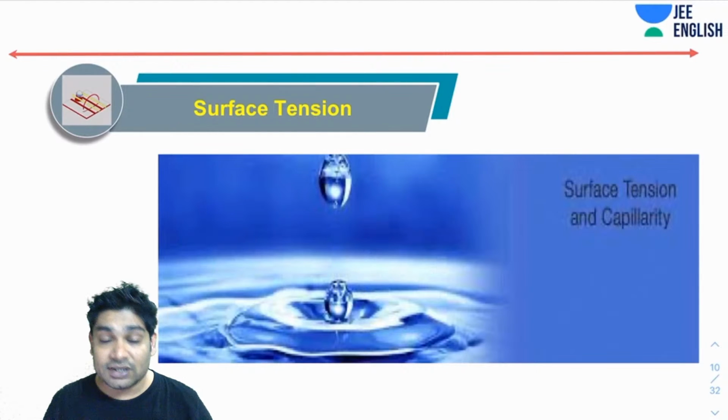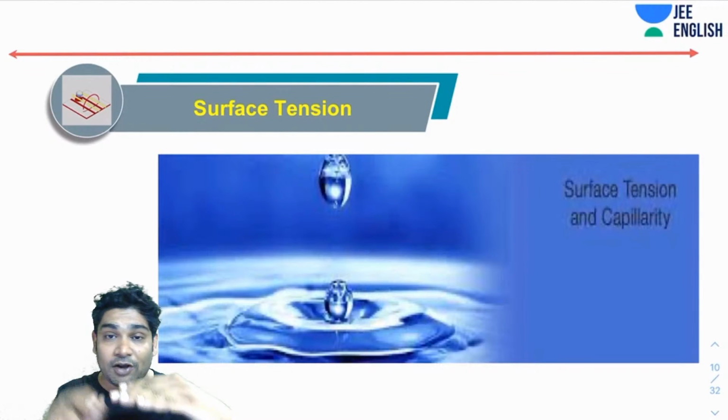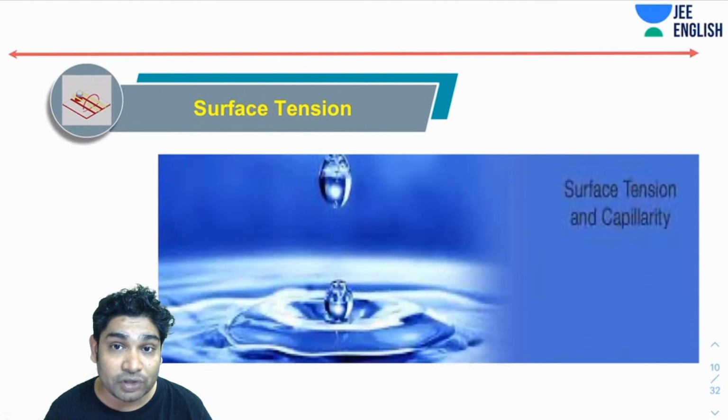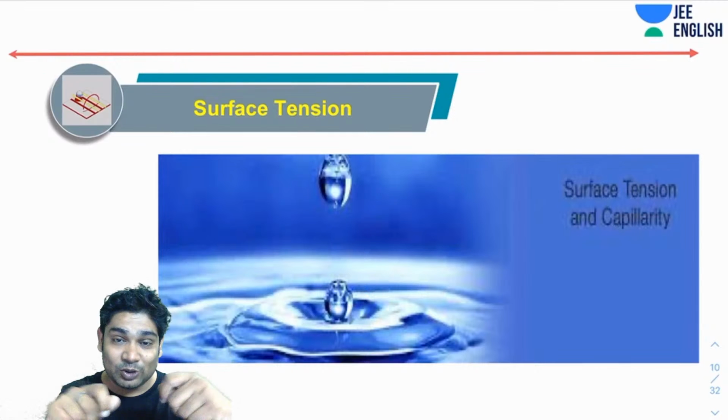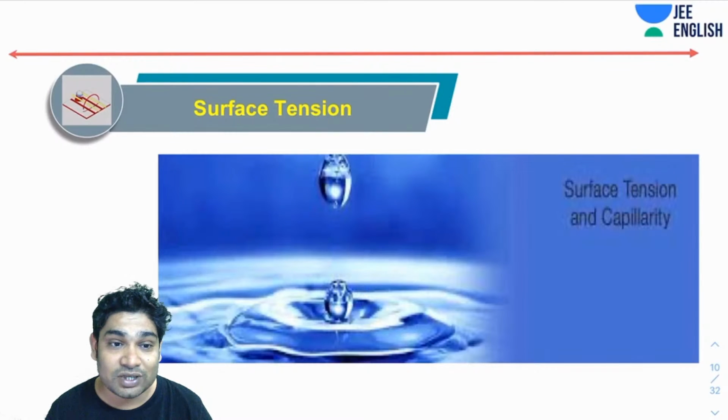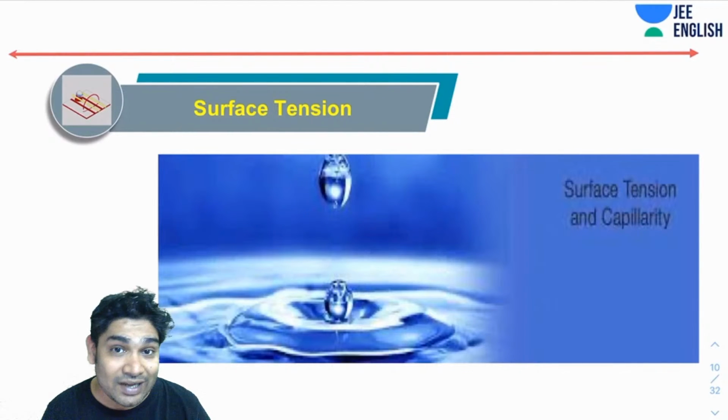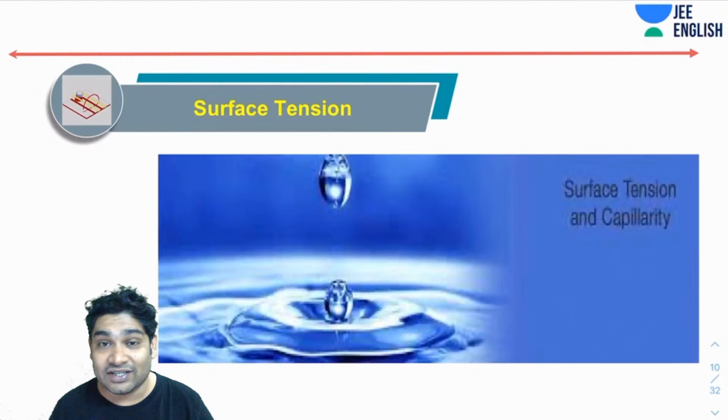This happens because the molecules have an asymmetry of forces acting on them. The molecules of the surface have asymmetry in the forces that are acting on them. So to counter this asymmetry, the surface molecules have a huge attractive force amongst themselves. And that requires energy also, which we call surface energy.